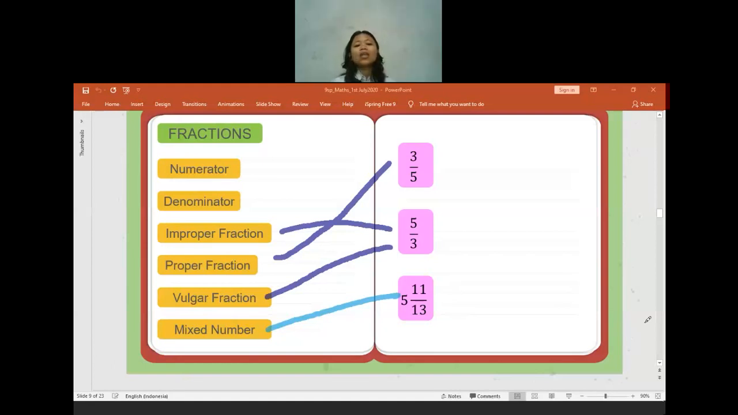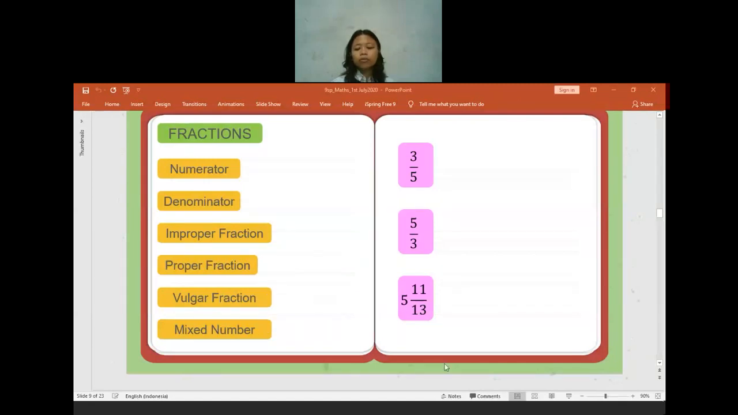Vulgar fraction is the other way of saying improper fraction. So these two are actually the same, only a different way of telling the name. In your textbook, it's mostly using vulgar fraction rather than improper fraction. That's why I use the word vulgar fraction in here. Is there anyone who gets confused? Okay. If no one has difficulties, then it means we can move to the other part.